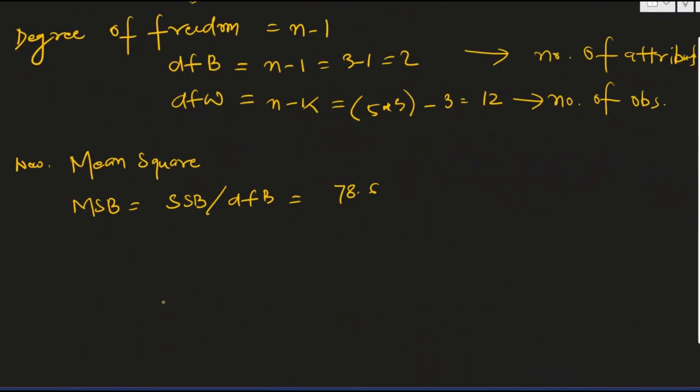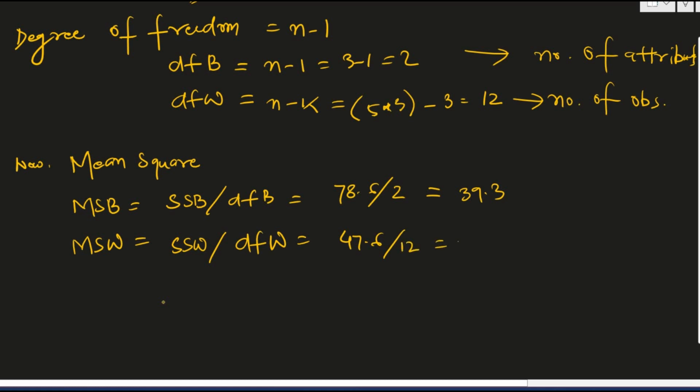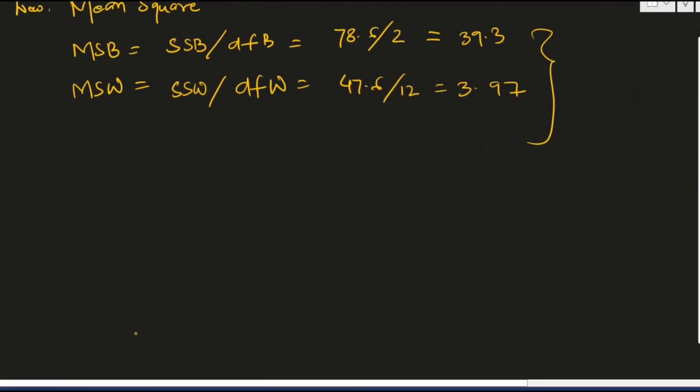78.6 divided by 2 is 39.3. And then between the group, it will be SSW divided by the degree of freedom within the group, that is 47.6 divided by 12, so it will be almost 3.97. Okay, so this is our mean square value.